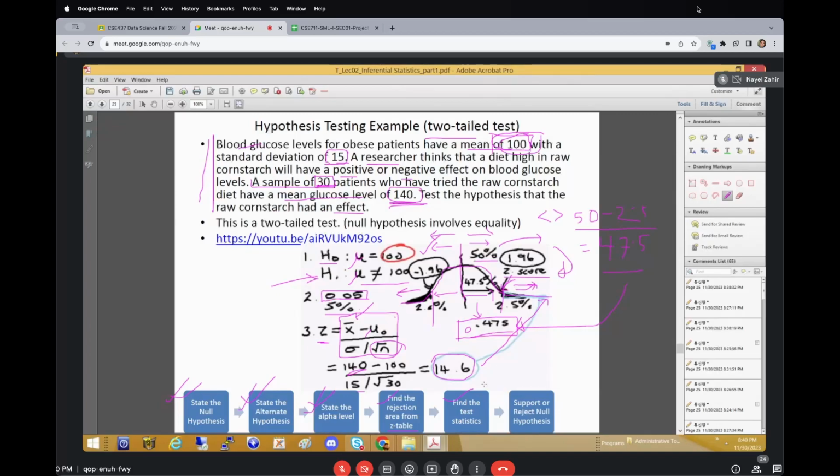So this 14.6 is actually far greater than 1.96. So what does it mean? It means that the 14.6 is in the rejection zone, because this part is our rejection zone. It falls in the rejection zone. So what we can say is that the null hypothesis is rejected.